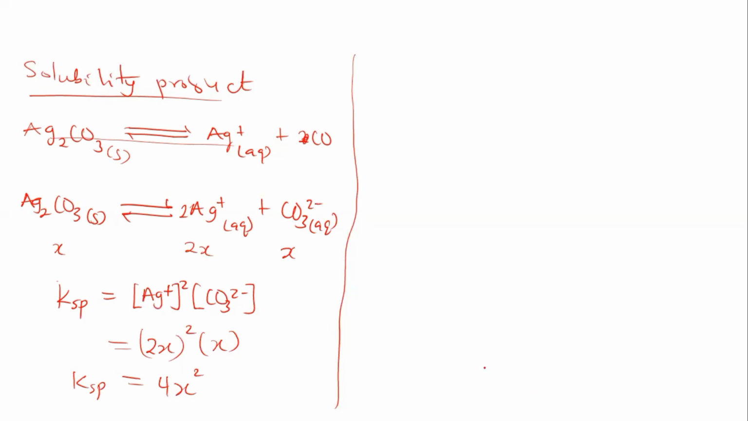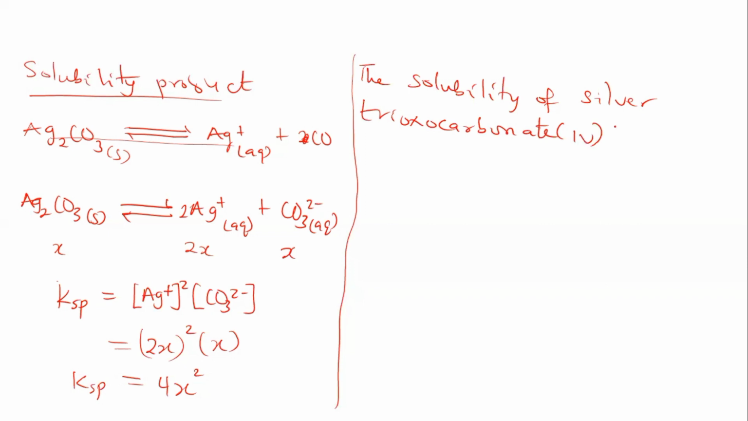Now let's have an example here. Let's have this very interesting example. The question says that the solubility of silver trioxocarbonate(IV) is 1.30 times 10 to the power of minus 5 mole per dm cubed. Calculate the solubility product.